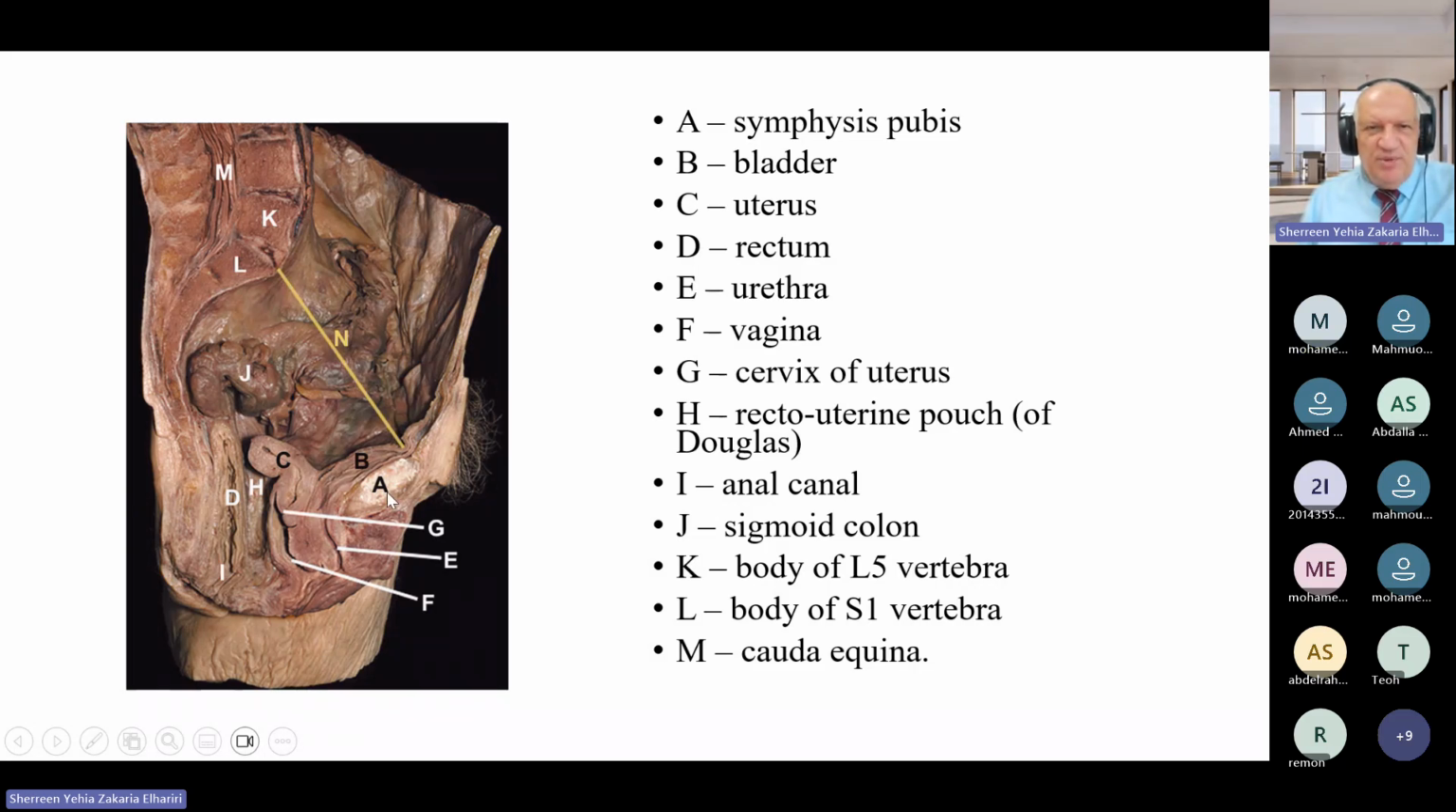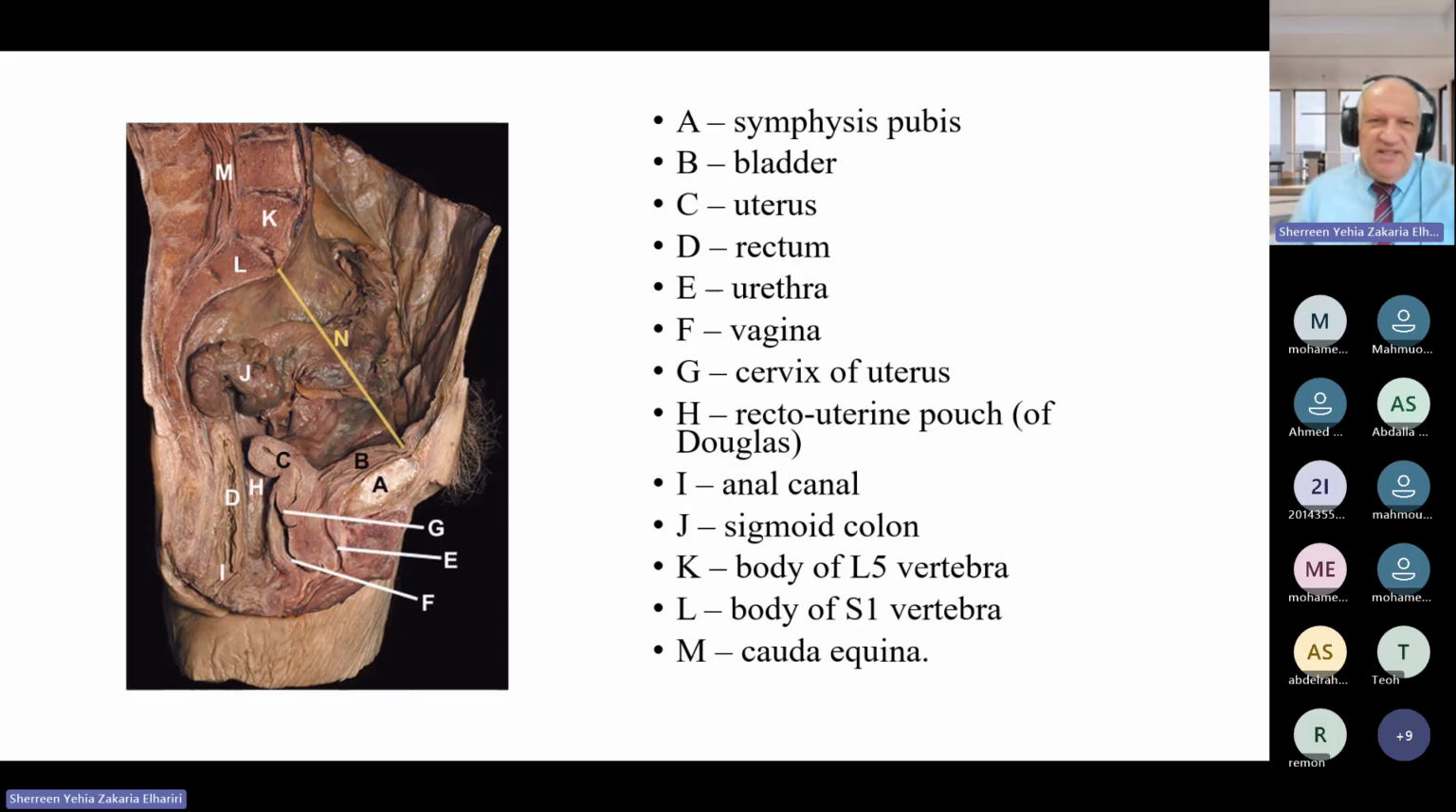A is the symphysis pubis, B is the urinary bladder, C is the uterus, D is the rectum, E is the urethra, female urethra, of course. F is the vagina, G is the cervix of the uterus, H is the Douglas pouch or recto-uterine pouch. I is the anal canal. J here is the sigmoid colon, S shape. K is L5. L is S1. And the end of the spinal cord is the cauda equina or filum terminale.